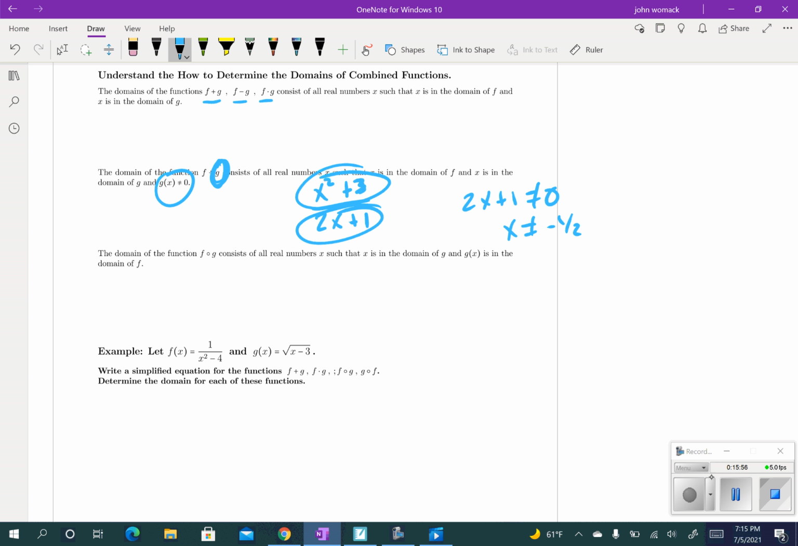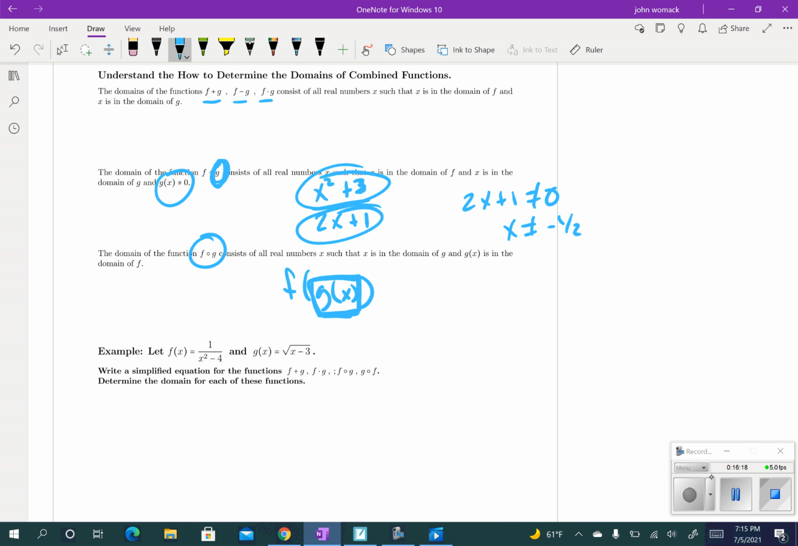Now the tricky part is the composition of functions. What you have to make sure of is two things. Remember, we always start by plugging the number first into the inside function, into g. So the first thing I say is it can only include numbers or inputs that work in g. So it has to be just the domain of g.